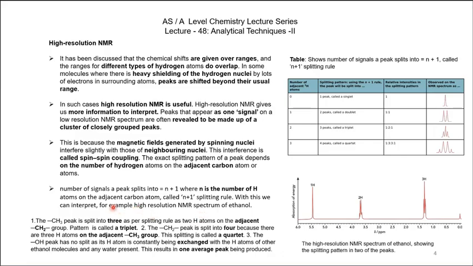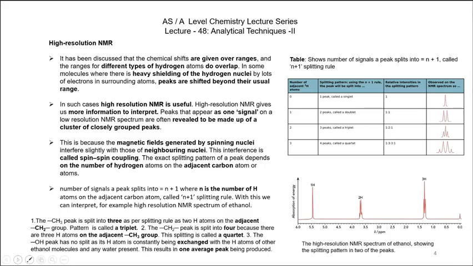So now we can take an example: the high resolution NMR spectrum of ethanol. This is a high resolution NMR spectrum of ethanol, and this one is definitely a standard. Here we see a triplet, here we see a quartet, and here we see a singlet. And how do we explain this?